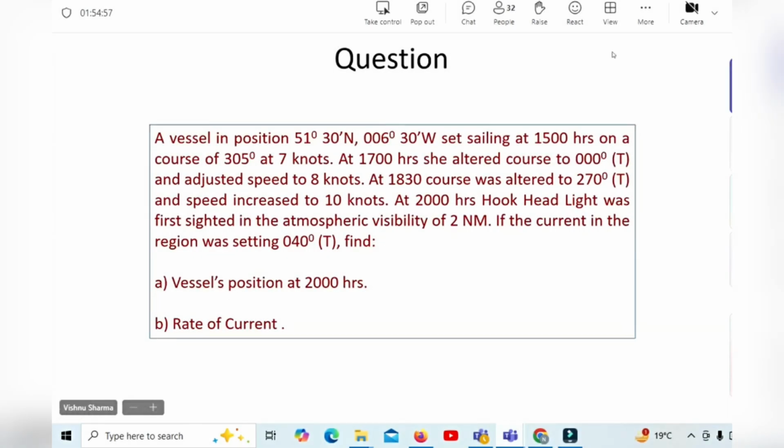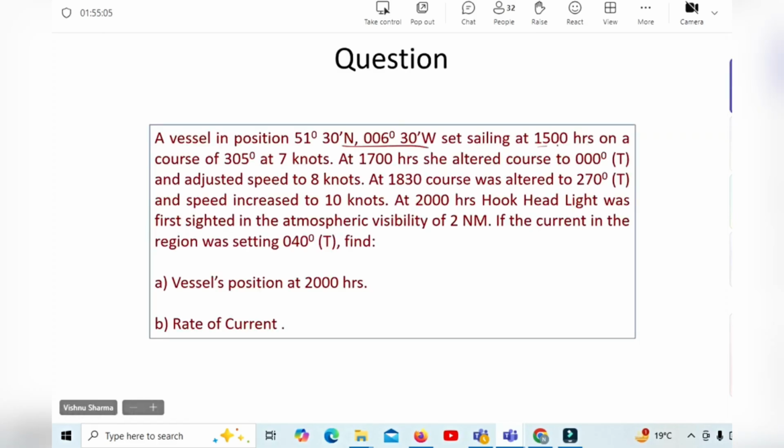Okay. Guys, look at this question. A vessel is in position, that means initial position is given. Set sailing at 1500 hours on a course of this much. At 1700 hours, she altered course, adjusted speeds. At 1830, altered course, engine speed 10 knots. At 2000 hours, Hook Head Light was first sighted in atmospheric visibility of 2 nautical miles. If the current in the region was setting this, so set is given. Now, what is missing in this case? Vessel's position at 2000 hours and rate of current. So elements have been changed.